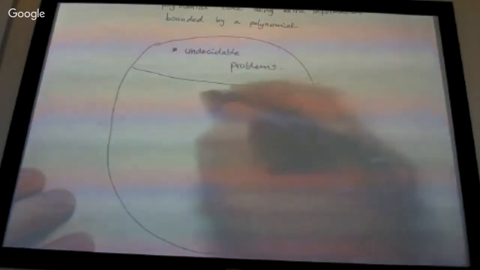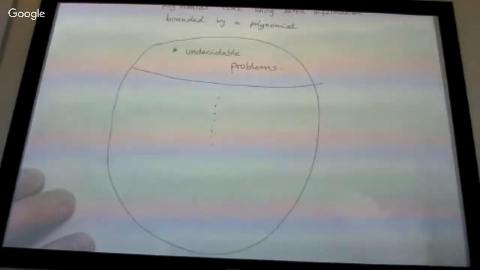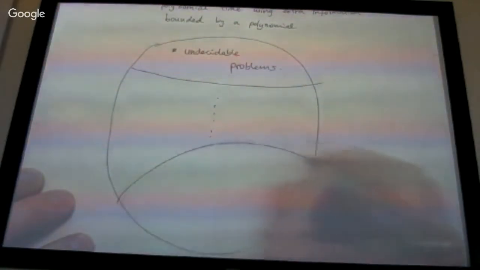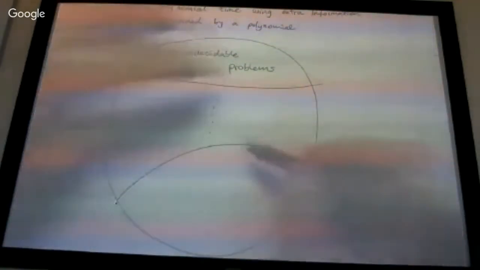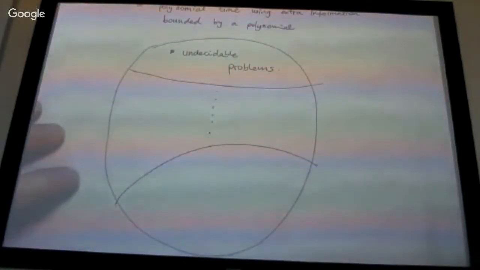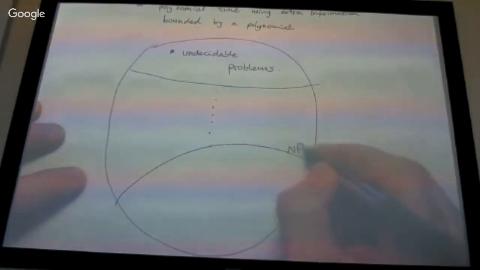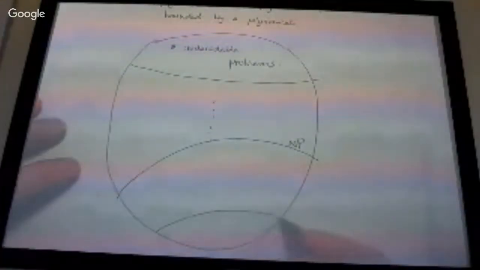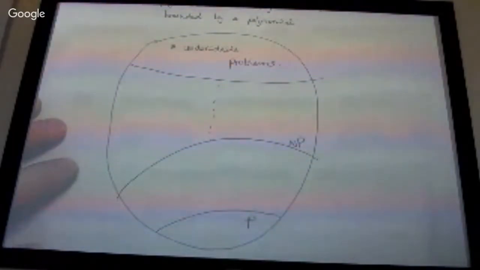And then there are some hard problems that are probably not polynomial time. And then somewhere at the bottom, it depends on your zoom. So this is really huge, right? This is really, really huge. But depending on your zoom, at the bottom there's the class NP. And at the bottom of the class NP, there's the class P. So these are the polynomial time solvable.